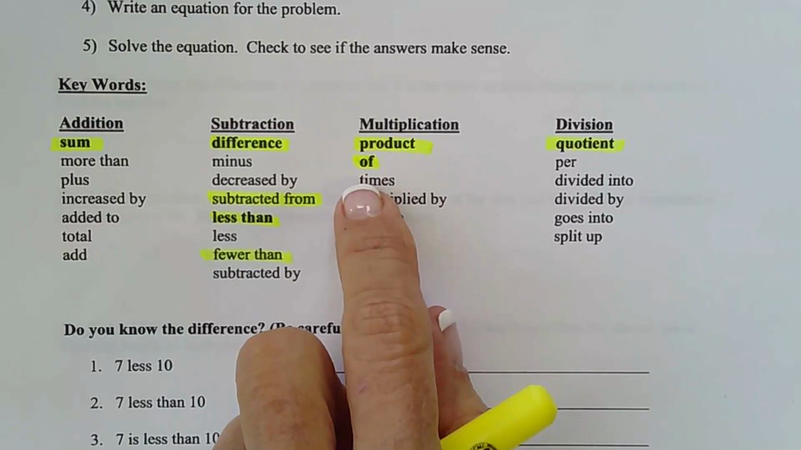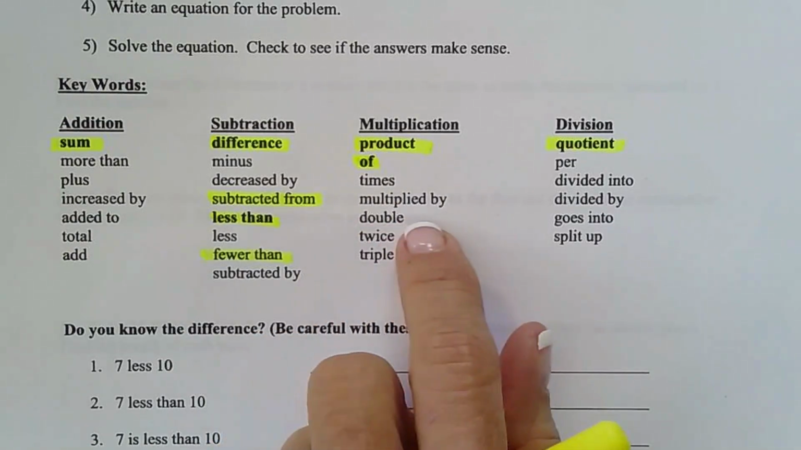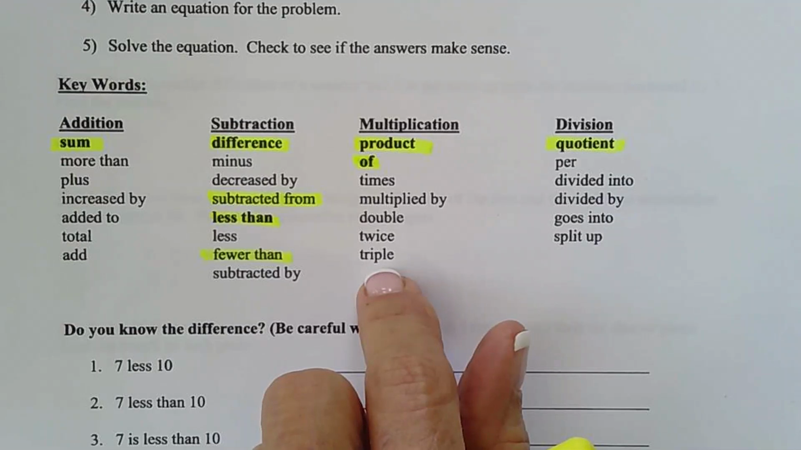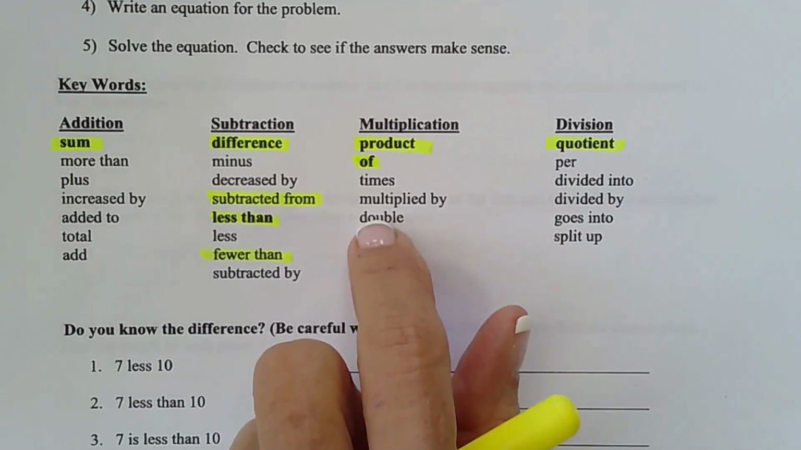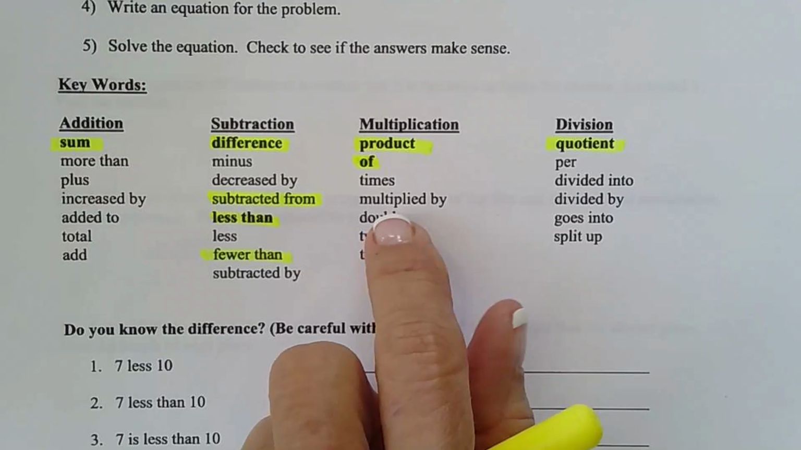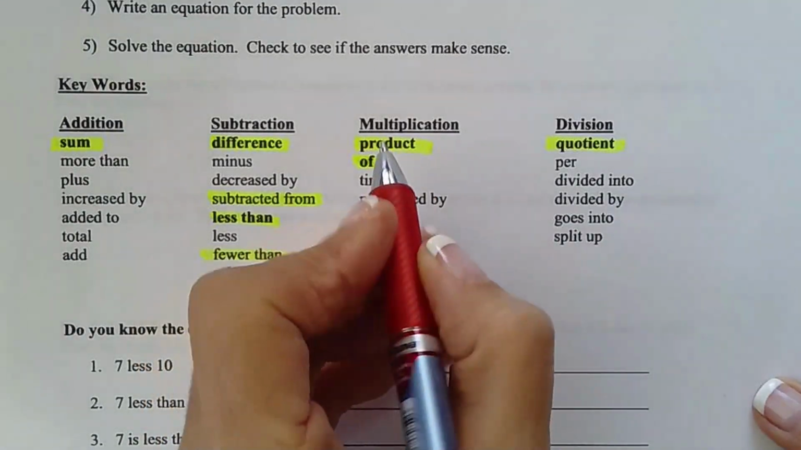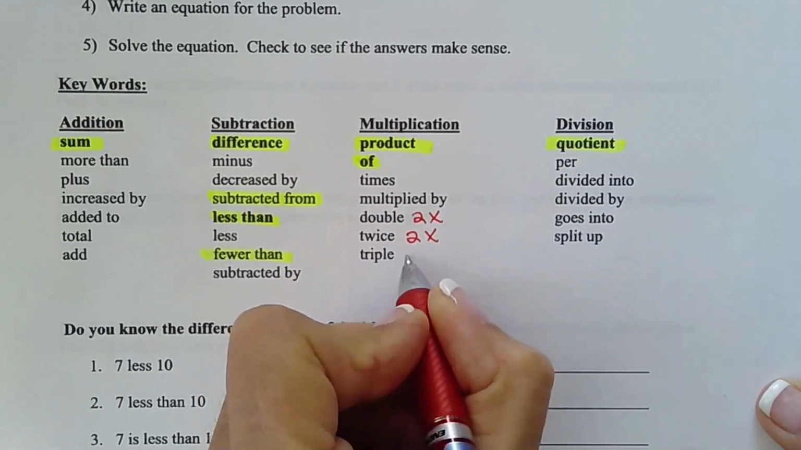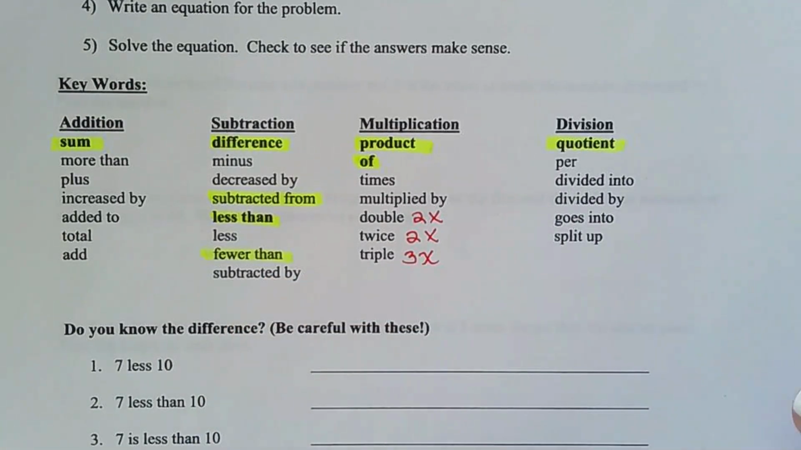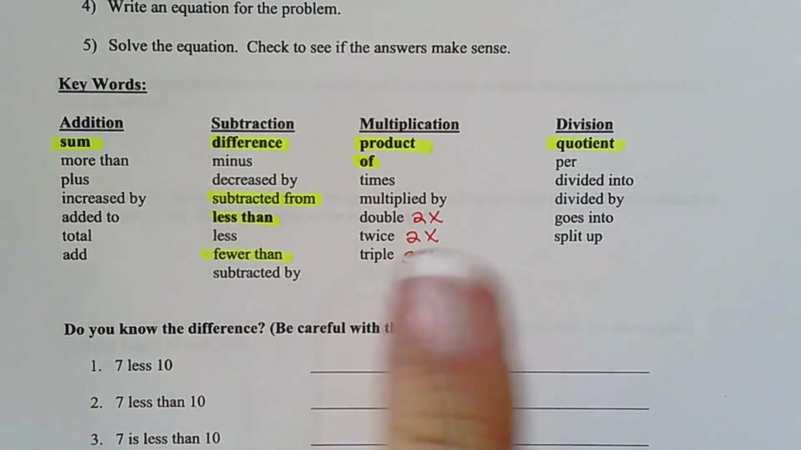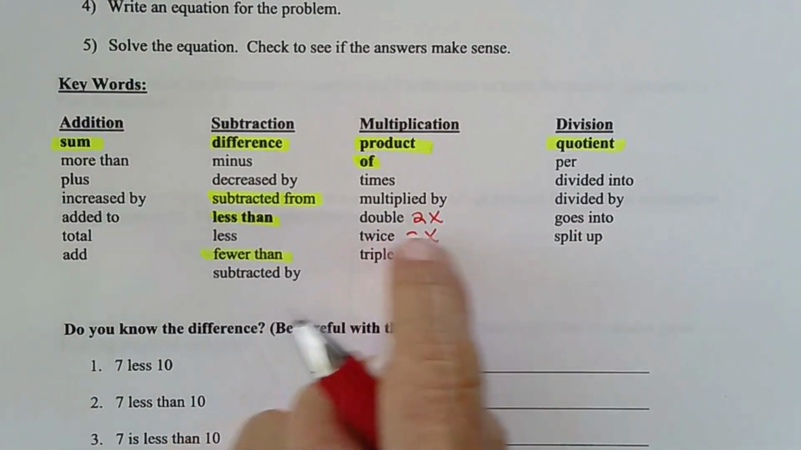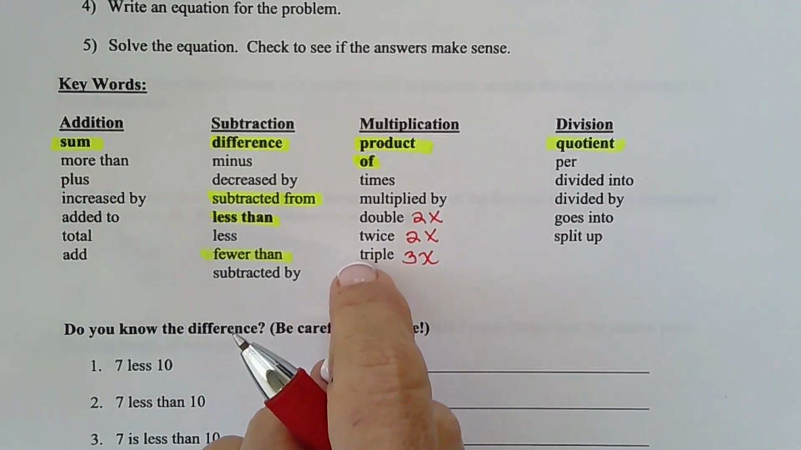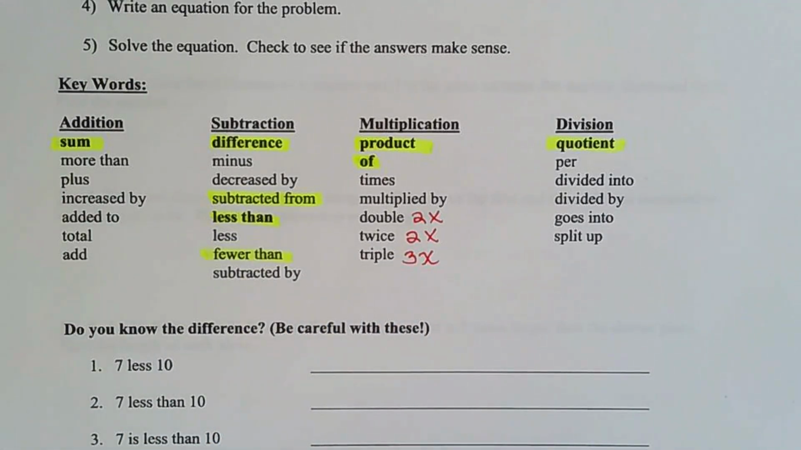Other words for multiplication: times, multiplied by. We've seen these 2. Double, twice, triple. We've already seen those in our translations. That means 2 times x, 2 times x, 3 times x. So when they say double the number, that means 2 times the number. Twice the number, 2 times the number. Triple the number, 3 times the number.